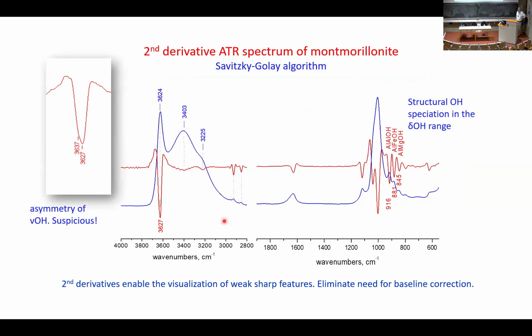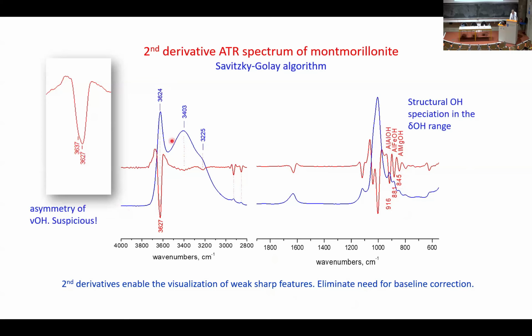Okay, now, having said all that, this is the second derivative of the montmorillonite that you saw before. And what you see here is that, for example, the bending modes that were down here now look better defined in the second derivative.